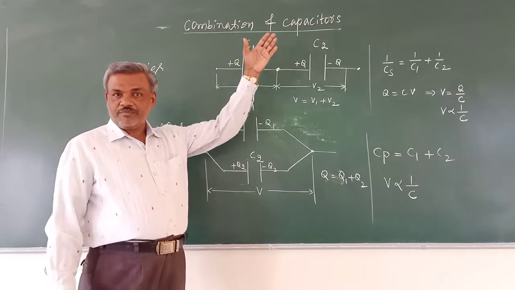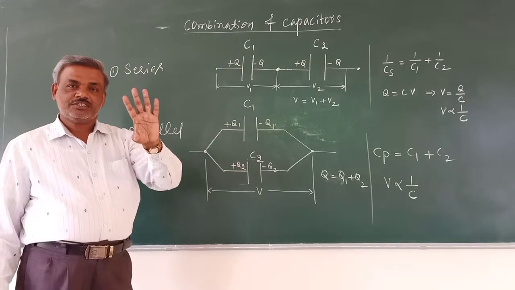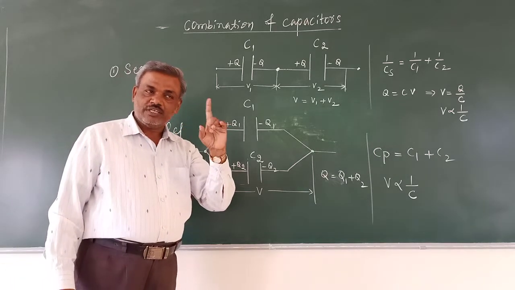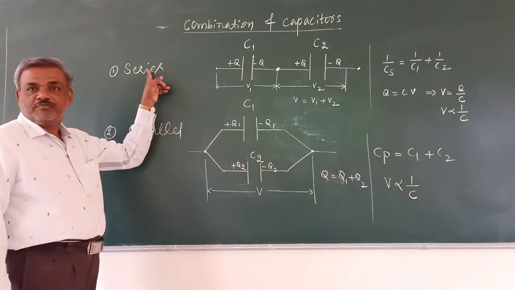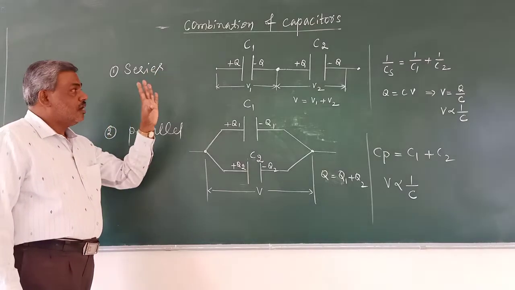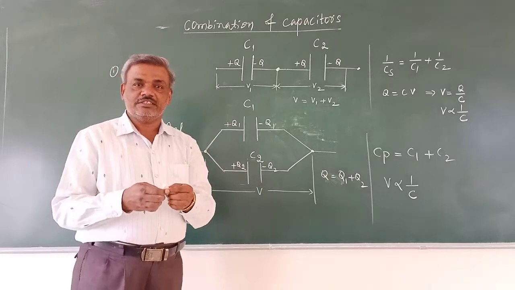Now, combination of the capacitors. Capacitors are connected two ways in electrical circuits. There are two types of combination: series combination of capacitors and parallel combination of capacitors. How are two capacitors connected in series?